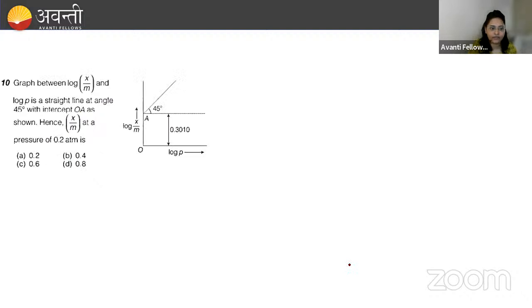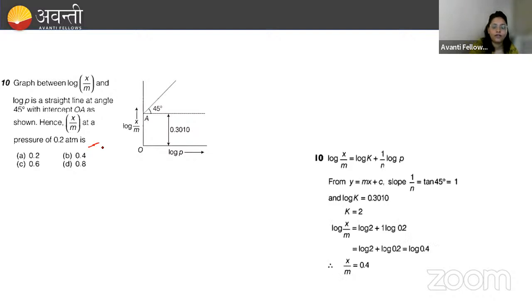नेक्स्ट, दिस इज अ ग्राफ गिवन. Okay, log of x by m and log p is a straight line at an angle 45 degree with intercept OA as shown. Okay, hence x by m at a pressure 0.2 atm will be. ओके यहाँ पे हम लोगों को अच्छा प्रॉब्लम पूछा है. लॉग ऑफ एक्स बाय एम लॉग पी ये हम लोगों को दिया हुआ है. 45 एंगल है. सो व्हाट विल बी द वैल्यू ऑफ एक्स बाय एम?